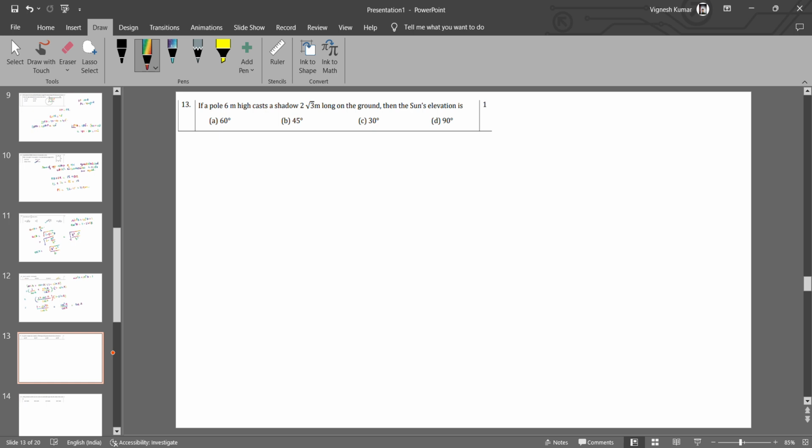Next, if a pole 6 meter high casts a shadow 2 root 3 meter long on the ground. So a pole 6 meter high, it is casting a shadow 2 root 3 meter long. So let us suppose the sun is here on this side. So the length of the shadow is 2 root 3 meter. Then the angle of elevation of the sun is the required question. This theta is the answer for our question.